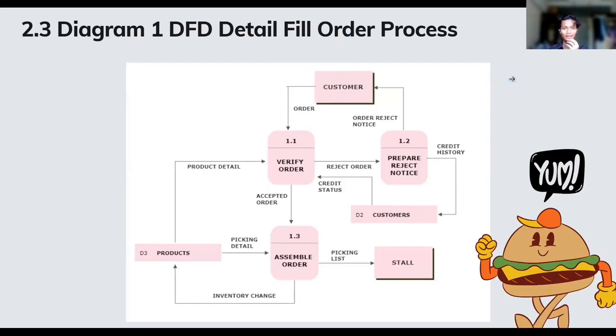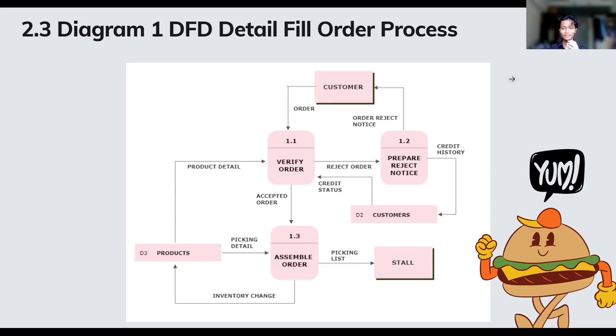So next is diagram 1, DFD detail fill order process. Actually, the sale order system becomes the foundation for this set of lower level DFDs. This lower level diagram was created using labeling and balancing procedures. Labeling is the process of identifying all functional primitives by illustrating a sequence of more detailed diagrams. We can see the fill order process is broken down into three more specific sub-processes in this diagram. The first one is verify order, then prepare reject notice, and assemble order.